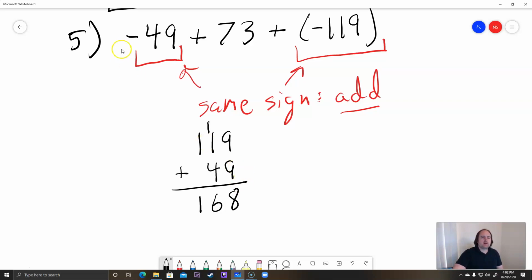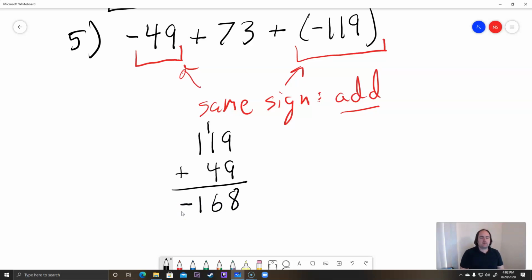But keep in mind, all we did there was we combined the negative 49 and the negative 119. And because they were the same sign, we kept the sign and added. But what was the sign? Well, the sign here was negative. So I should be writing a negative 168 here. So this should be negative 168.